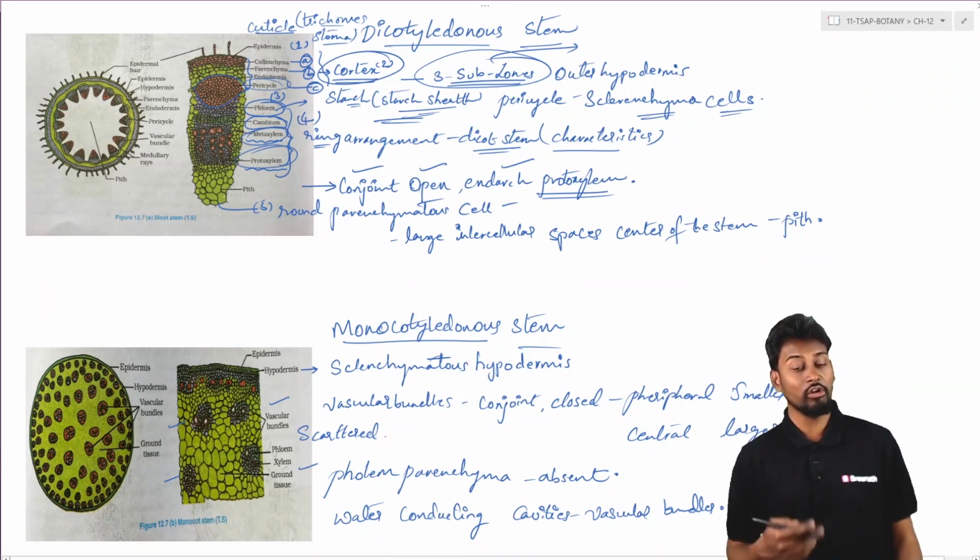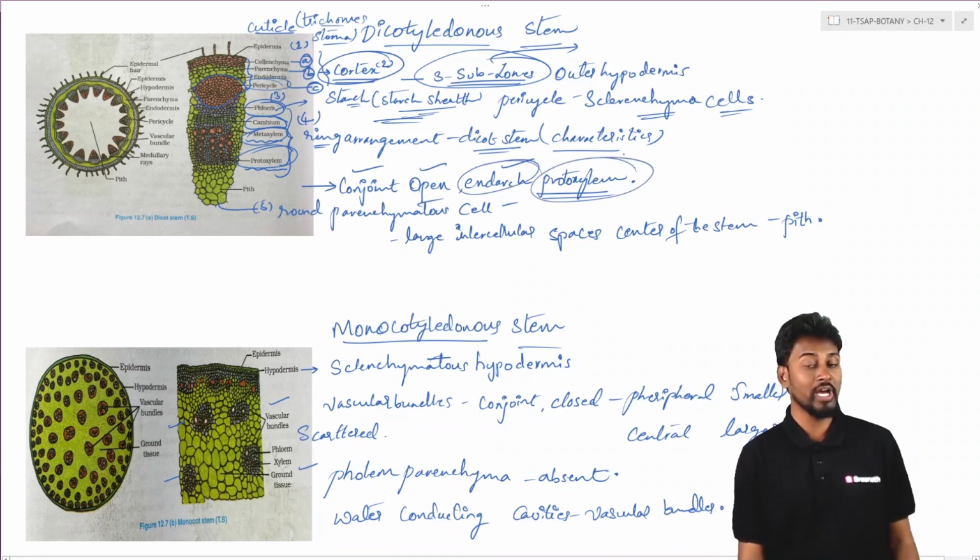So this kind of arrangement, as we already said, is called enlarged protoxylem kind of arrangement. So this is the arrangement which is generally observed.